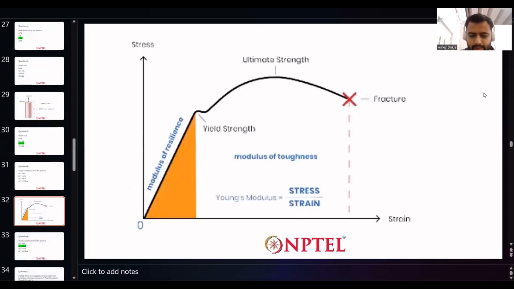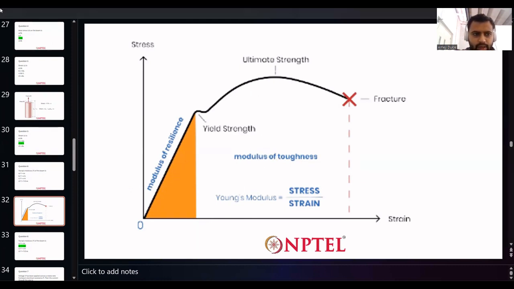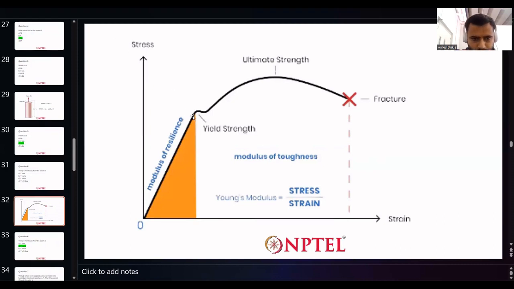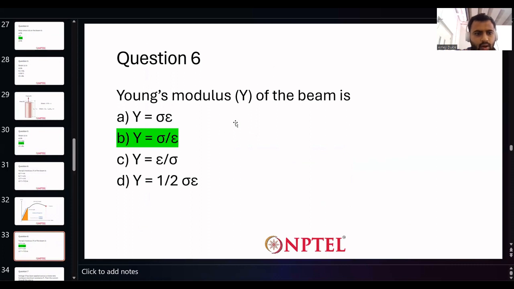So this is basically a stress strain curve, which has the strain on the x-axis, and on the y-axis there is the stress applied. Up to the proportionality limit, the stress is proportional to strain. Within this limit, the relation between stress and strain is given by stress is equal to Young's modulus into strain, or for this equation, Young's modulus is stress upon strain.